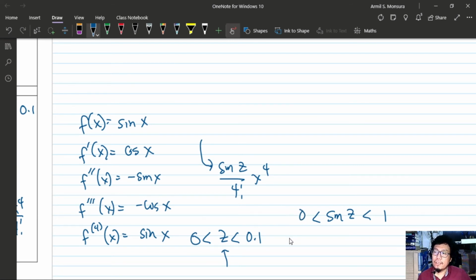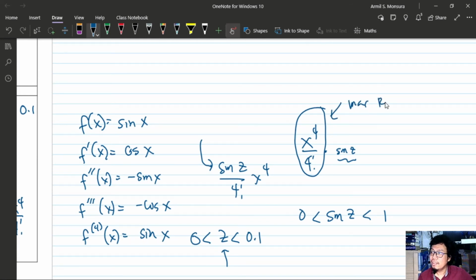Okay, and in that case, whatever the value of sine z is, since your error is given in this manner, we would just use the maximum value, x raised to 4 over 4 factorial. Whatever value of sine z you multiply it with will just be less than the value for x raised to 4 over 4 factorial. So we will set this to be the maximum error. It's the upper bound of your error. Okay, so that is why we will use that.